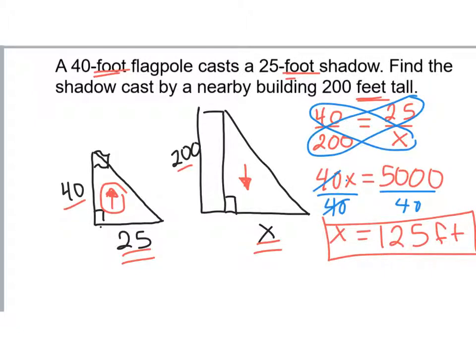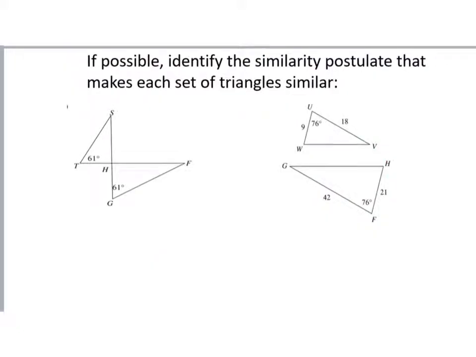All right, let's look at the next problem. All right, if possible, we want to identify the similarity postulate that makes each set of triangles similar. So our postulates that are possible, we have, if I know that 2 angles in one triangle are congruent to 2 angles in another triangle, the triangles will be similar. I know if all the sides are proportional, the triangles will be similar. And I know if I have 2 sides and the included angle between them, the triangles will be similar. So let's see what we have. My angles are always going to be congruent, and my sides will be proportional.